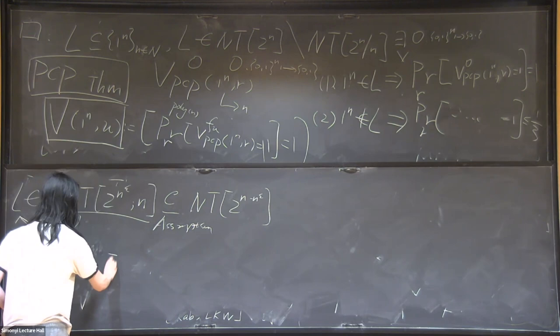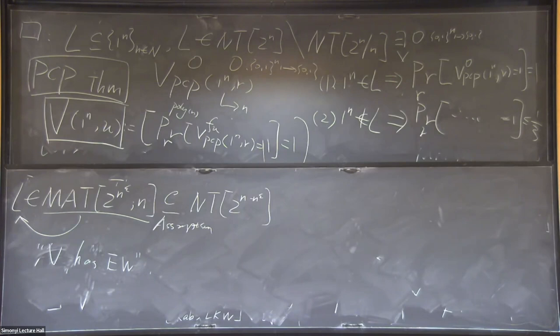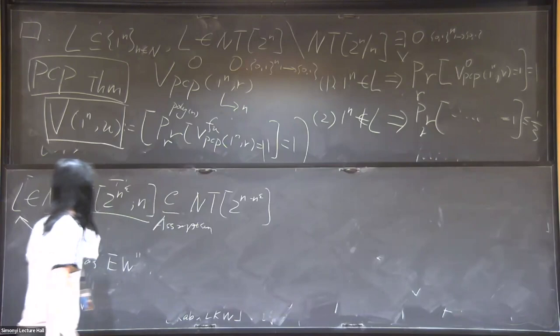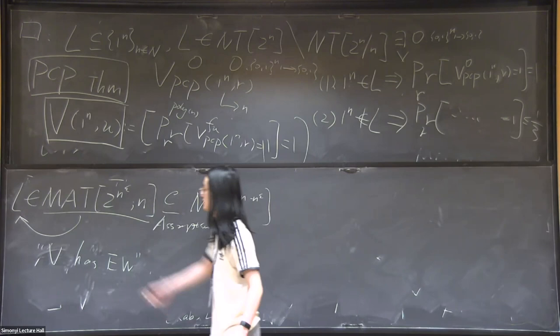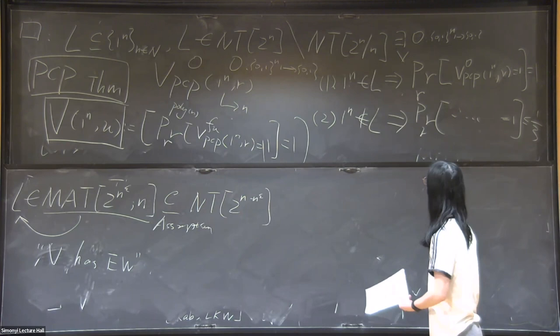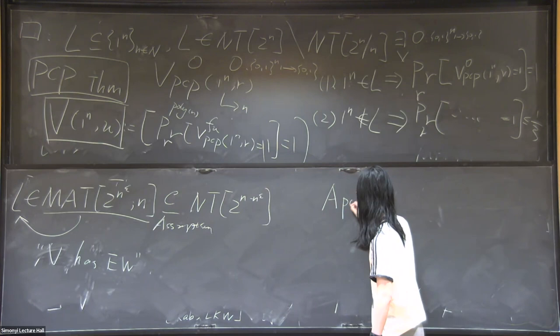I guess you may already see how the algorithm works. It's actually very simple. I'll tell you how it works. I need to give you a Merlin-Arthur algorithm which solves L in this time, assuming V has an easy witness. What do I do? The algorithm is very simple.